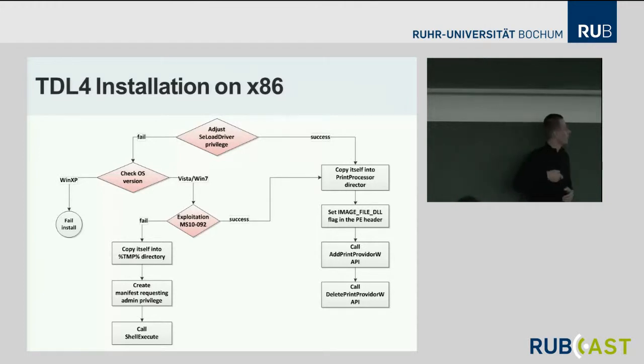On failure, it copies itself into the temp directory, creates a manifest file requiring administrative privileges, and runs this image. So here we have a social engineering trick. When this happens, the user is displayed with the User Account Control message asking for administrative privileges. If you press yes, the malware will run with administrative privileges, and definitely it will adjust the SeLoadDriverPrivilege, and as a result it will load the kernel mode driver.